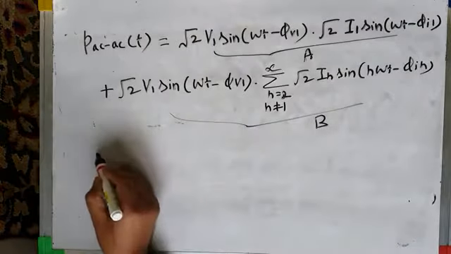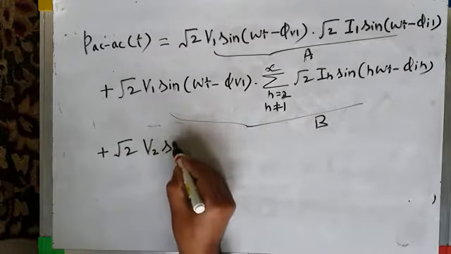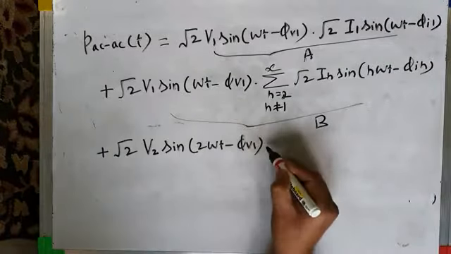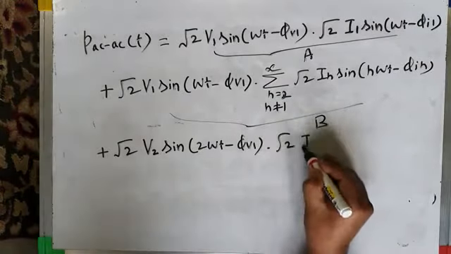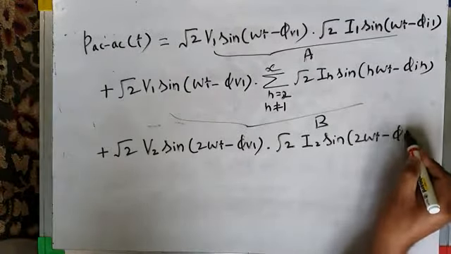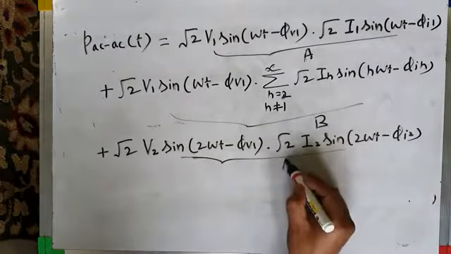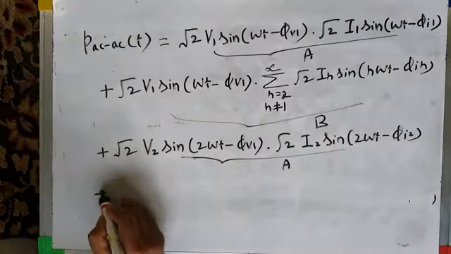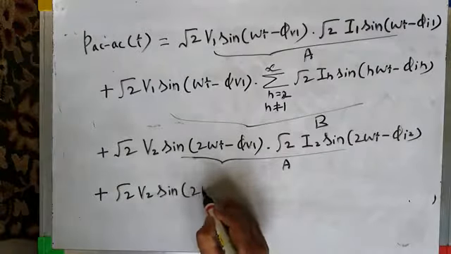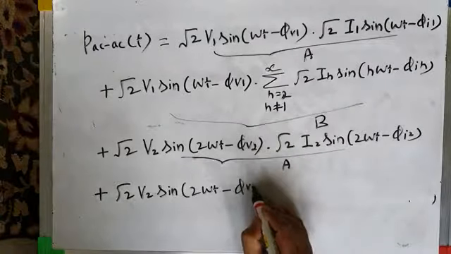Similarly, let us assume that now the second harmonic component of voltage is there. So root 2 V2 sine of 2 omega t minus phi V2 interacts with the second harmonic component of current, root 2 I2 sine of 2 omega t minus phi I2. So when similar frequency components of current interact, we call these terms A, plus root 2 V2 sine of 2 omega t minus phi V2 again.